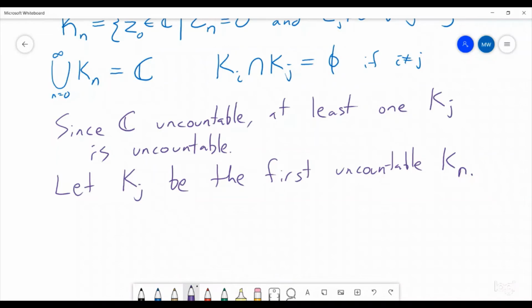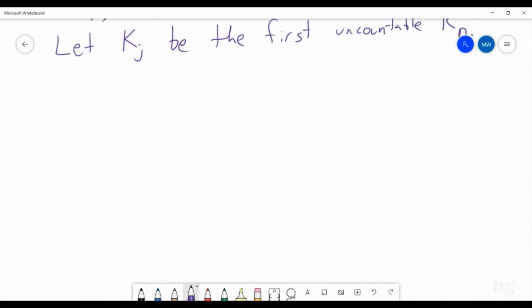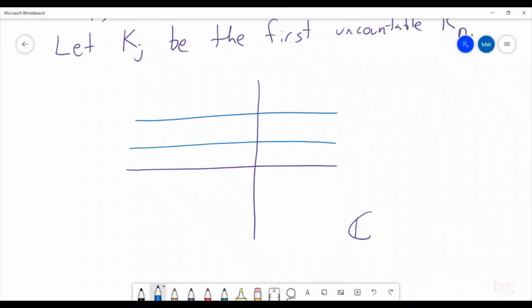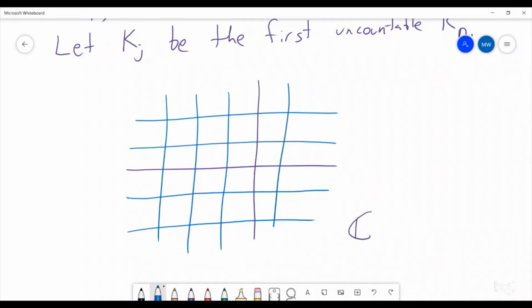Okay, so we have k sub j as our first uncountable set. Now we're going to try and partition the complex numbers a different way. So we are going to look at, on our complex numbers, this grid of unit squares. We have this nice unit square of stuff. Now, somewhere, there is one of these unit squares that is going to have uncountably many elements from k sub j. So let's say it's this square up there.